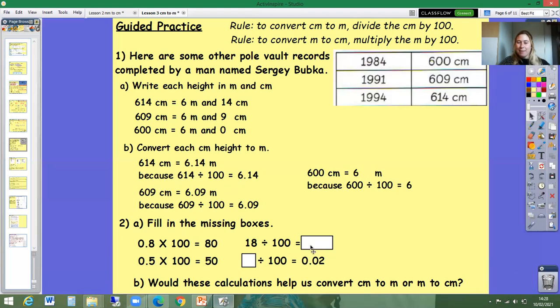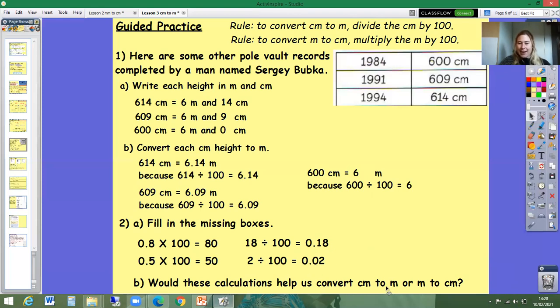Okay, 18 divided by 100 should be 0.18, so 18 hundredths. Now let's look at this one. Something divided by 100 is 0.02. So I have to start with something bigger, don't I? So this is a multiplication in disguise. If I did 0.02 times 100, it would leave me with 2. And I can check it. 2, moving 2 places to the right, would leave me in the hundredths column. So I know this is right.